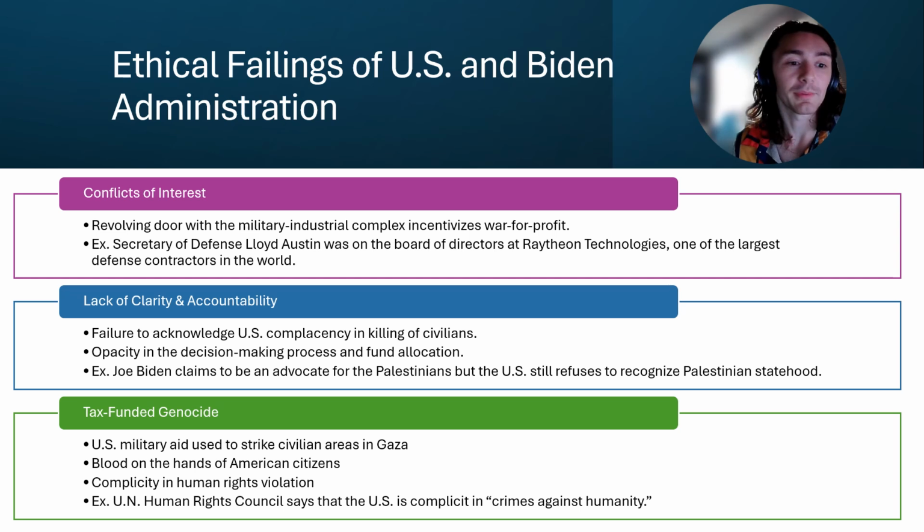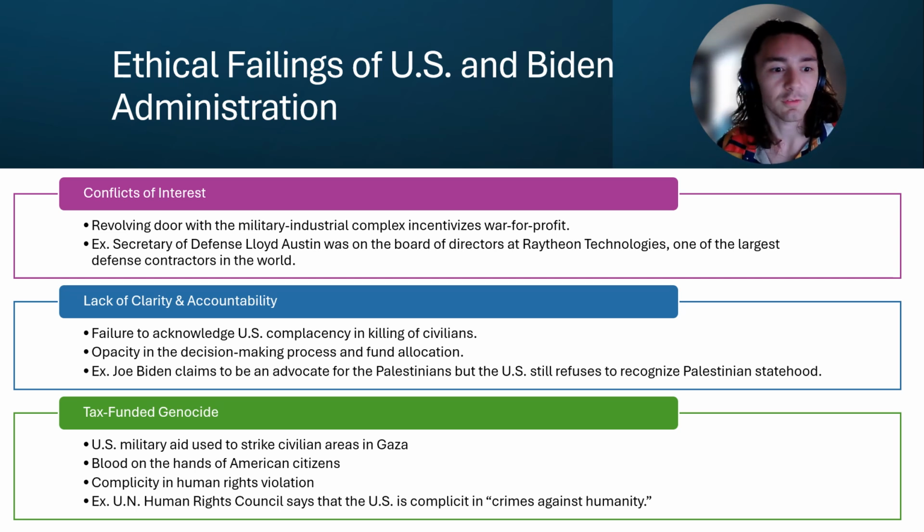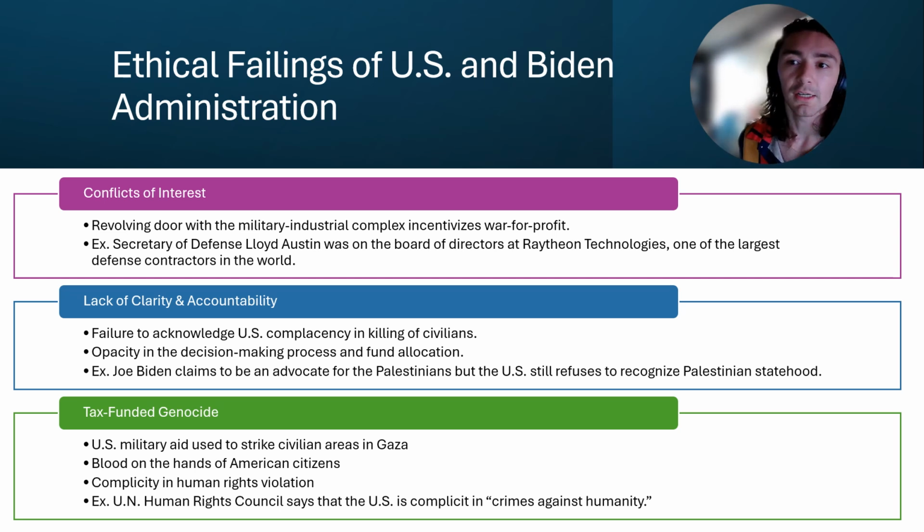Lack of clarity and accountability, failure to acknowledge U.S. complicity in killing civilians. There's no clarity in the decision-making process. The U.S. people don't have any say in this. They just take our money and do what they want with it. They give it to these big companies to make weapons, and they give it to other people to go buy the weapons, and then they let them go kill people with it. So there's not any democratic process for this. There's no consideration of what reflects actual American values or what is the good thing to do.